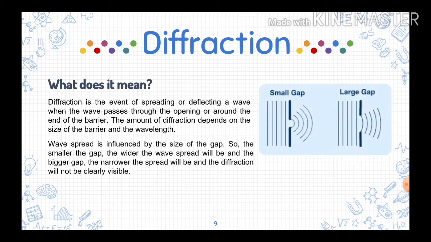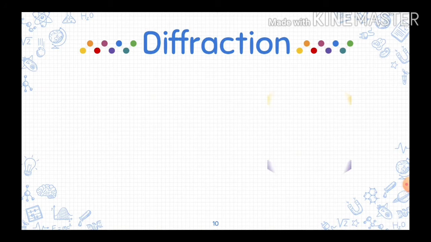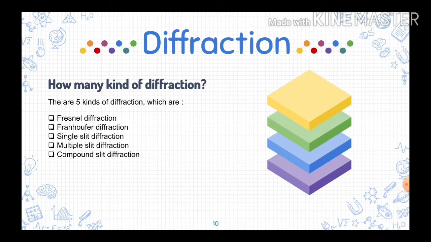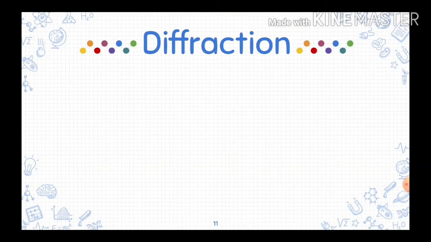You can see the picture. On the left there is a small gap, and on the right there is a large gap. How many kinds of diffraction? There are 5 kinds of diffraction, which are Fresnel diffraction, Fraunhofer diffraction, single slit diffraction, multiple slit diffraction, and compound slit diffraction. Let me tell you about them.